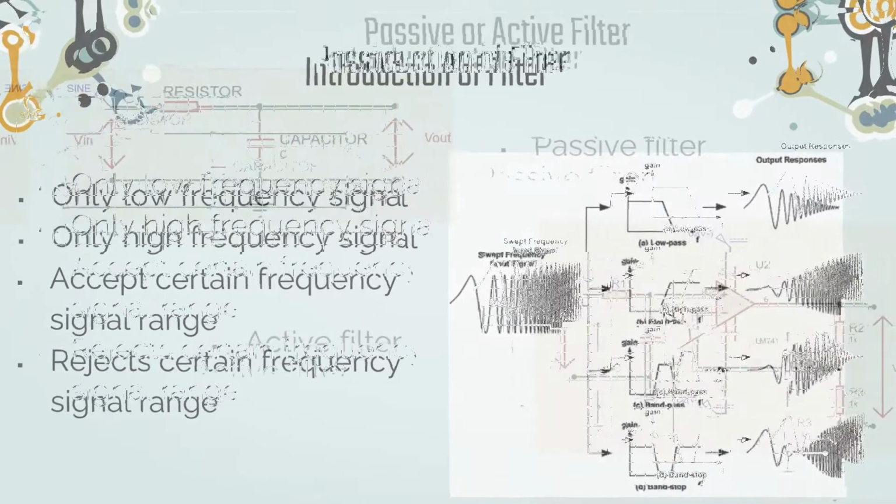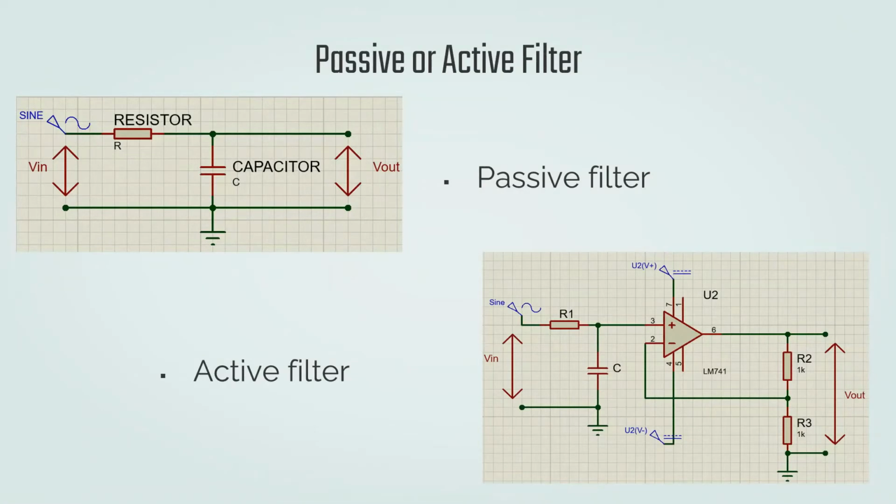So for our coursework, we choose to use a low pass filter, and we need to determine whether we are using a passive or active filter. The difference between both filters is that an active filter contains active components such as transistors and operational amplifiers, while a passive filter only uses passive components such as resistors, capacitors, and inductors.